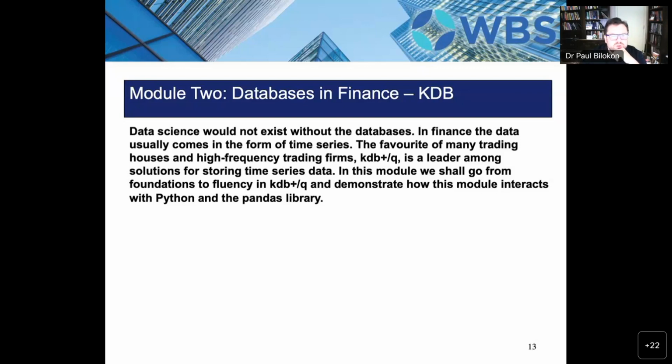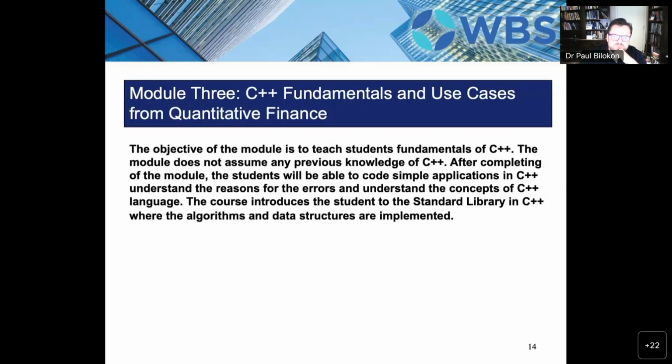Okay, so if we look at the next slide, well, C++. What can I say about C++? So if you want to write a serious industry-grade project, you would probably do this in C++, right? So most derivatives pricing systems in finance are written in C++.